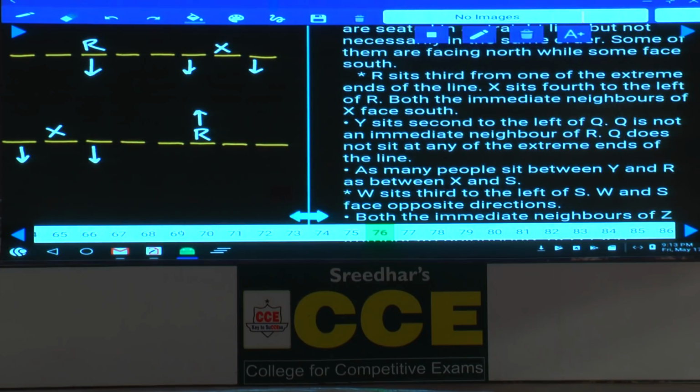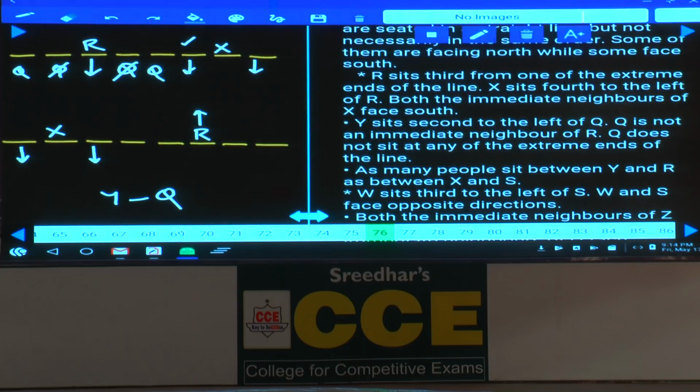Y sits second to the left of Q. What about this Y? Y is seated second to the left of Q. And Q is not an immediate neighbor of R. As Q is not an immediate neighbor of R, Q cannot be here and Q cannot be here. Isn't it? Tell me whether Q can be at the extreme or not. If Q is here, then Y seated second to the left of Q is not possible. And Q cannot be here as well, because if Q is here, this Y must be either in the place of R and X, that is also not possible.